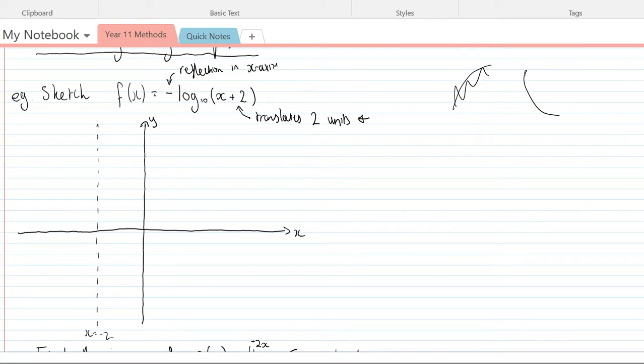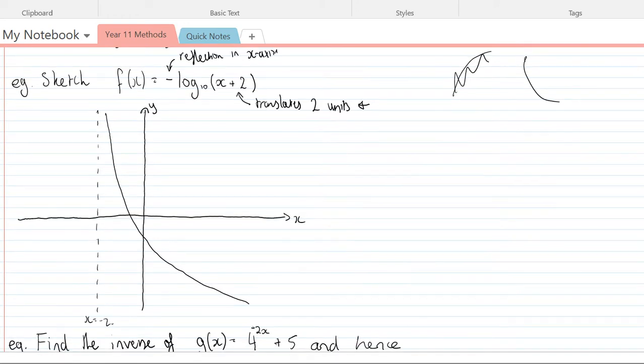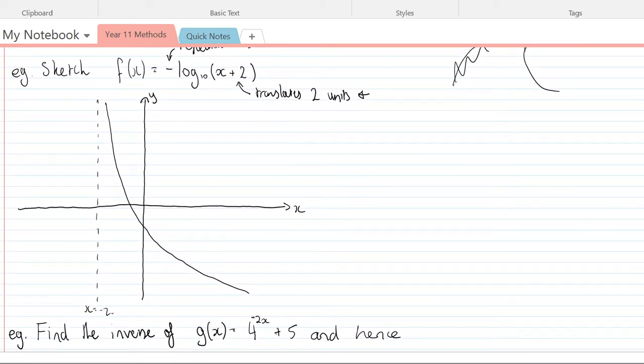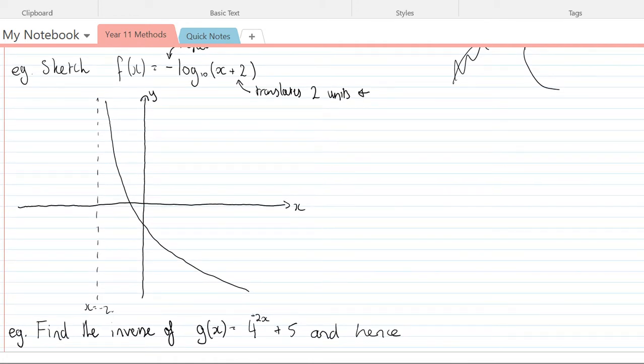And so we should get something like that. So that's about it, really. I probably haven't quite drawn that to scale because, technically, the x-intercept should be negative 1. But, yeah.